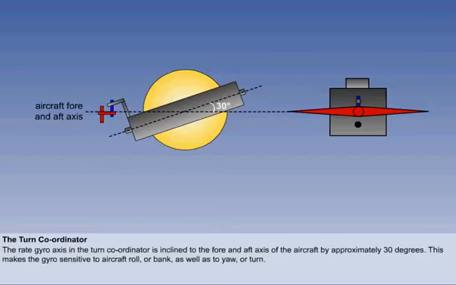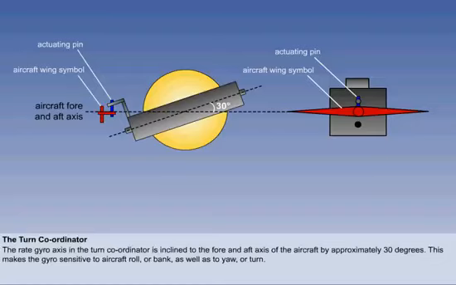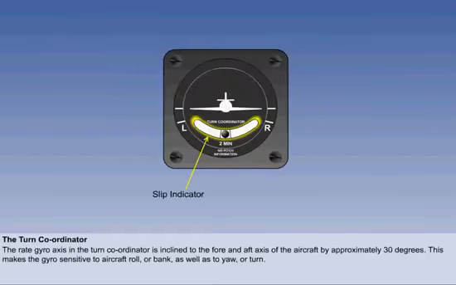An actuating pin and claw mechanism transmits the precession movement of the gyro to the aircraft wing symbol on the face of the instrument. The principle of operation is much the same as the turn indicator, but because the turn coordinator is sensitive to bank as well as to yaw, it responds quickly to the initiation and completion of a turn and to any change in the rate of turn. Looking at the example of a typical instrument display shown here, we can see that the slip indicator is the same as the one incorporated into the face of the turn indicator.